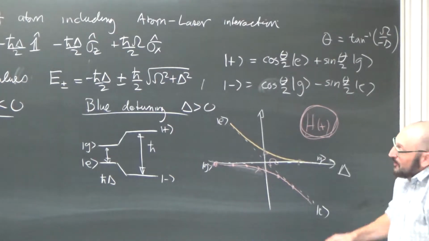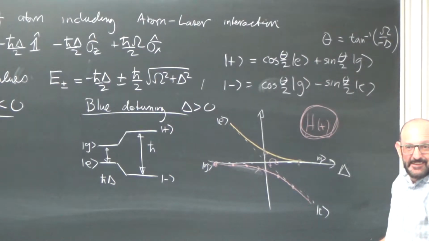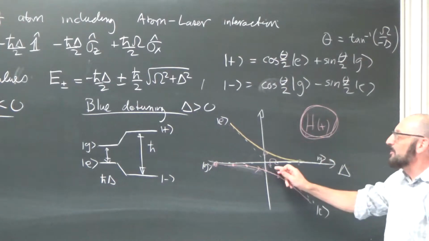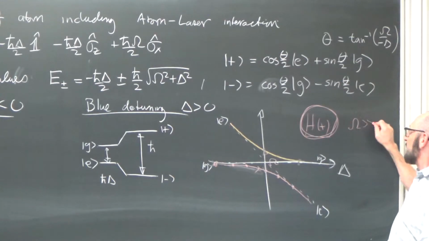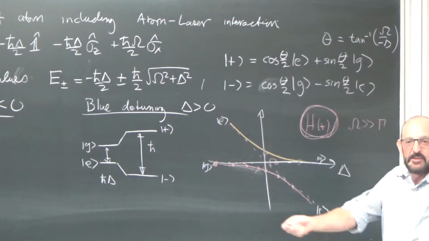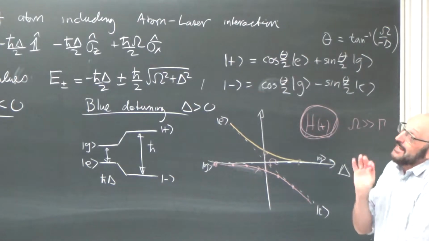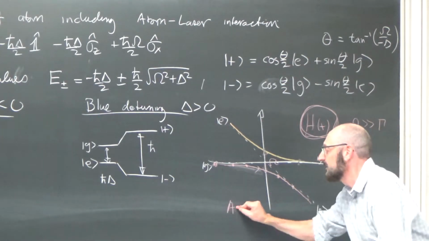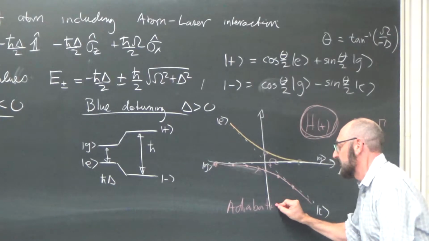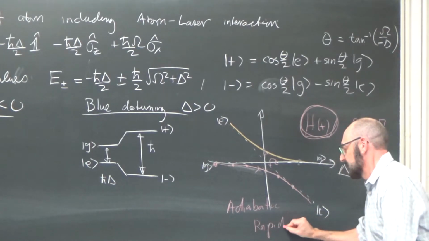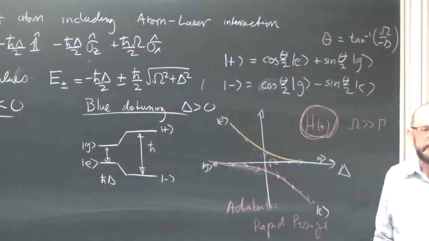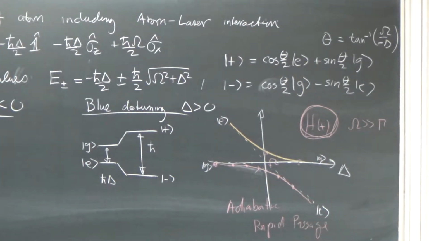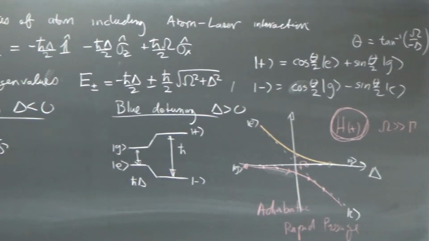But you have to be fast compared to spontaneous emission, right? So you want a situation where omega is much, much bigger than gamma, so that you can be rapid and adiabatic, and that's called adiabatic rapid passage. A very powerful technique in coherent control. Right, okay, so let us continue.